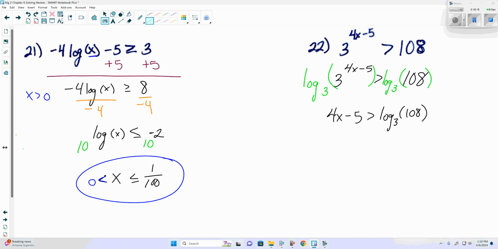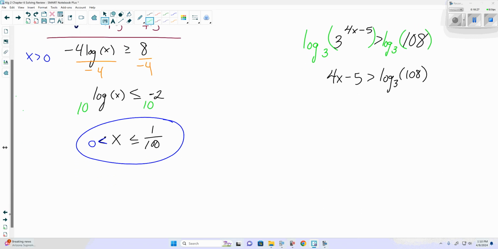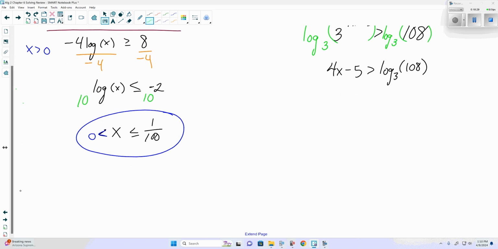It's greater than log base 3 of 108. Well, log base 3 of 108 is not a nice number. The only way it would be is if 108 could be rewritten as 3 to a power. And since it can't, we're leaving it there.